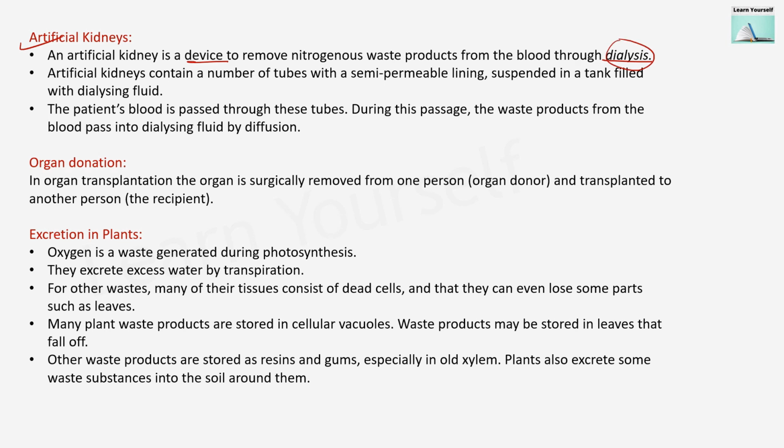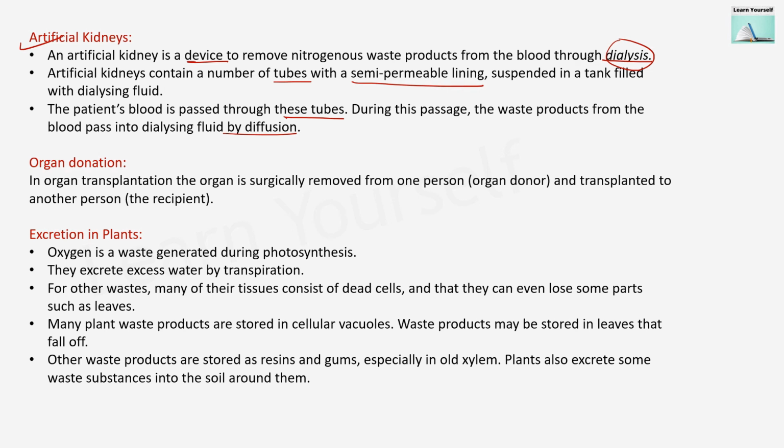An artificial kidney contains a number of tubes with a semi-permeable lining, suspended in a tank filled with dialysing fluid. The patient's blood is passed through these tubes. During this passage, the waste products from the blood pass into the dialysing fluid by diffusion and the blood will get purified in this way. So this process is known as dialysis, and dialysis will be required when kidneys are not functioning well.